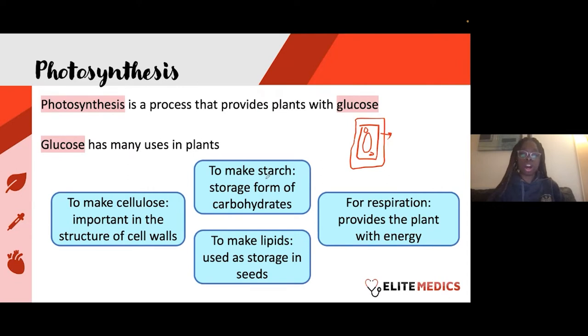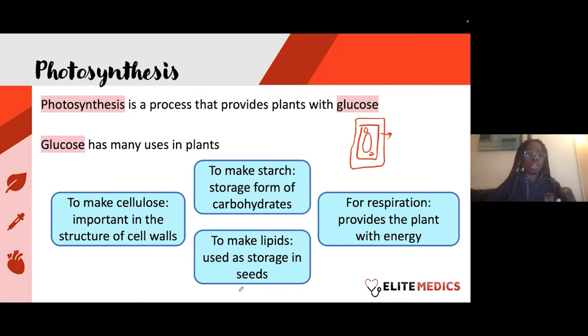It also makes starch, which is a storage form of carbohydrates. So sometimes the glucose isn't used straight away. It's stored. It's like when you eat food and it's stored in your fat cells, it's converted so it can be used later. So for example, say a plant that particularly likes sunny weather is making the food, and maybe at nighttime it won't be doing as much photosynthesis, as it doesn't have as much light. It can then use the stores, the reserves, to have that food to keep going. It's also used to make lipids, used as storage in seeds.